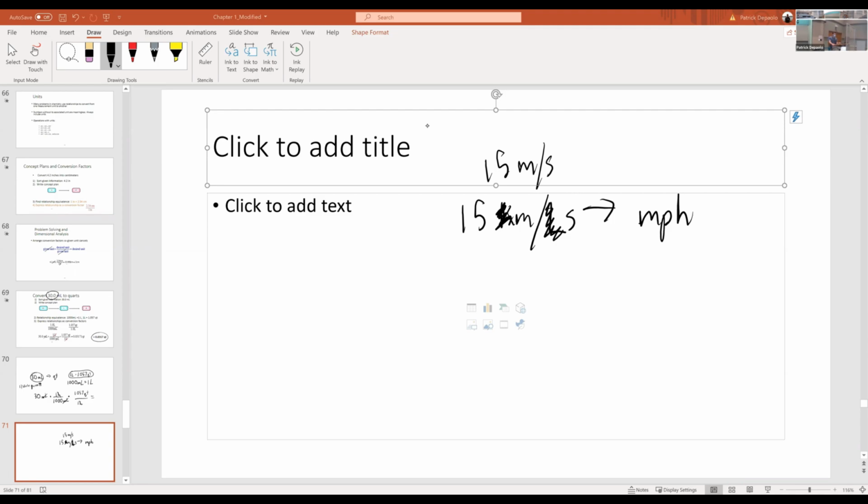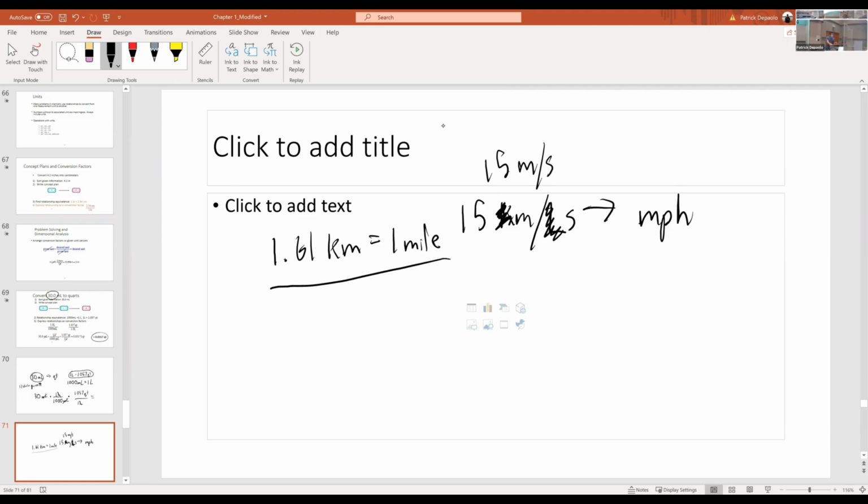Anyway, let's do this. Meters per second to miles per hour. The only conversion that will be given is 1.61 kilometers equals 1 mile. Those of you who run track, you should know that one.